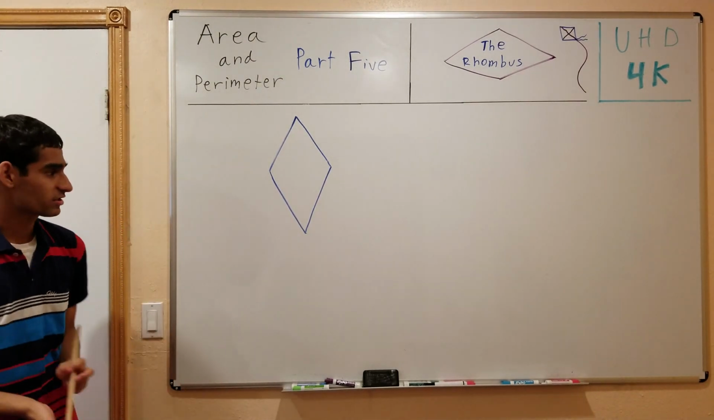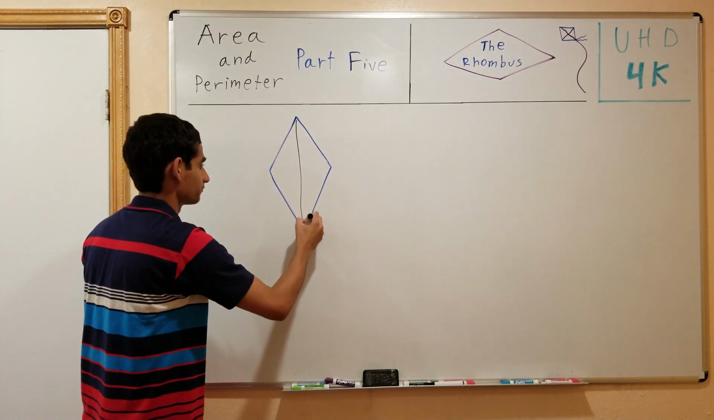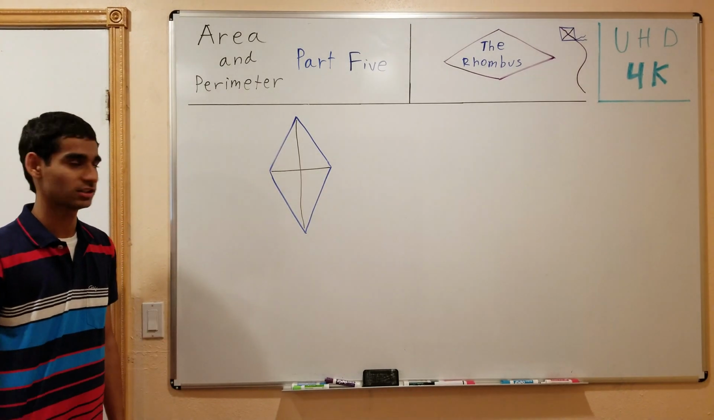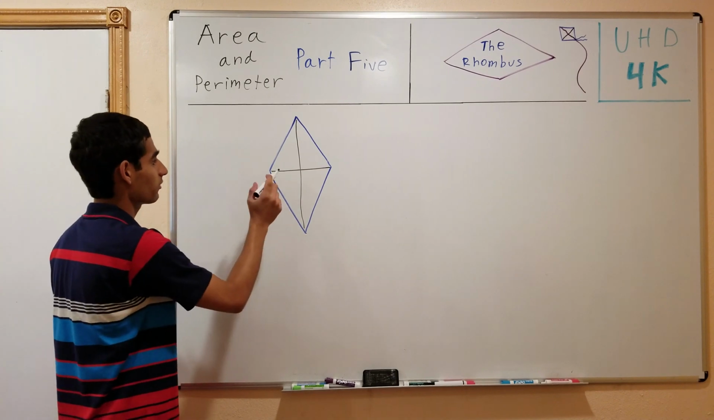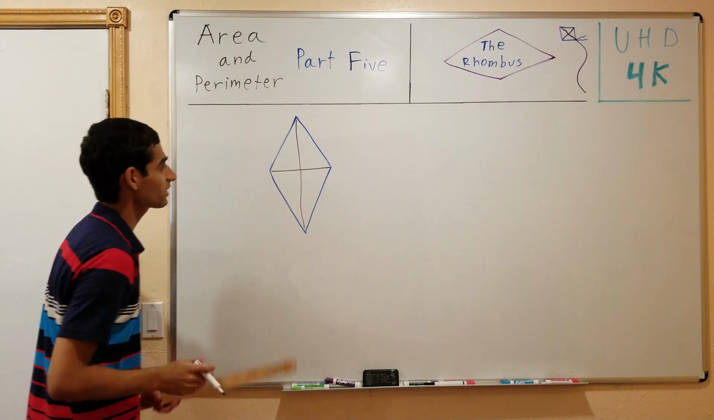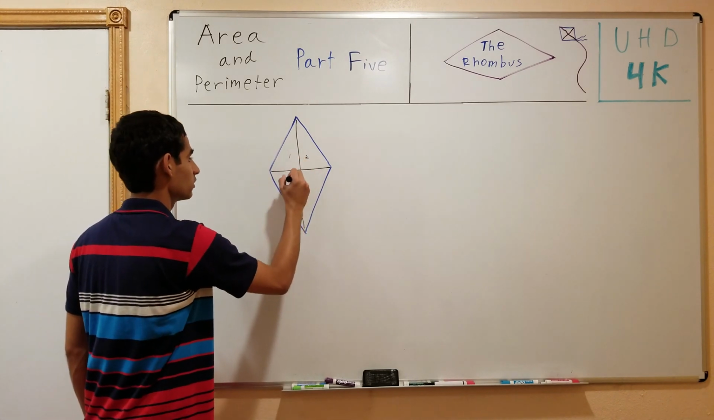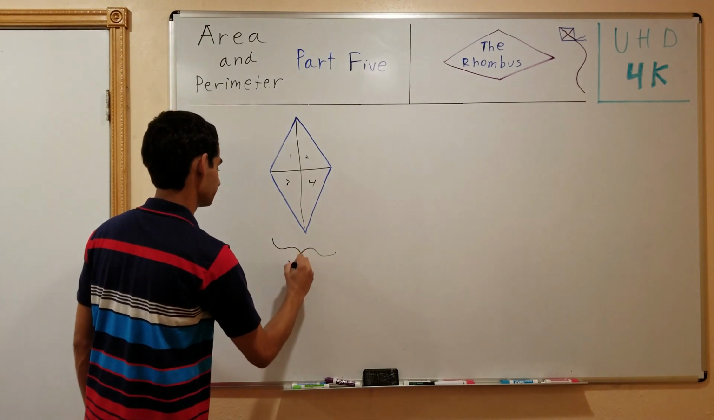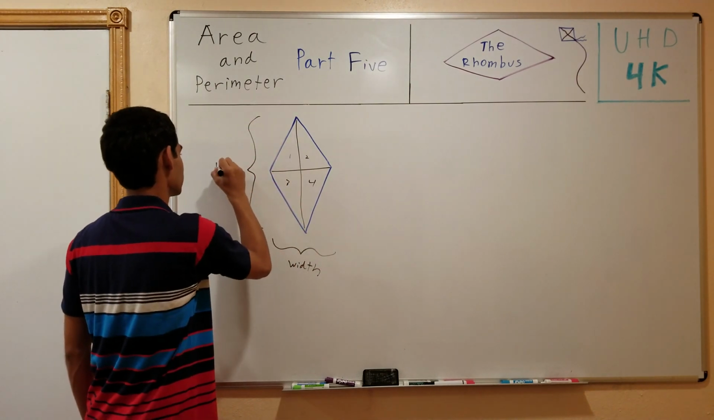Like most other shapes, a rhombus has a width and a height. By the way, if this looks like a kite, you are correct because many kites are shaped like rhombuses. A rhombus has a width and a height, and you can see this divides the rhombus into four equal triangles. 1, 2, 3, 4. So let's just say this is the width, and this is the height.